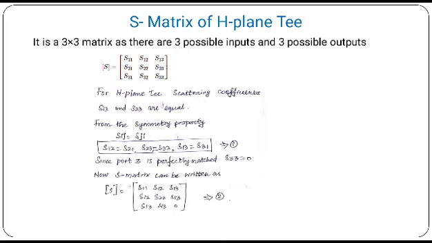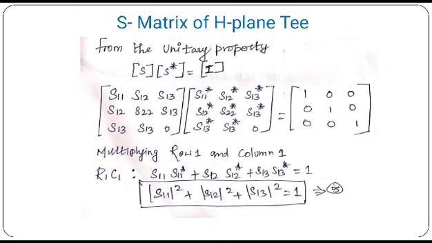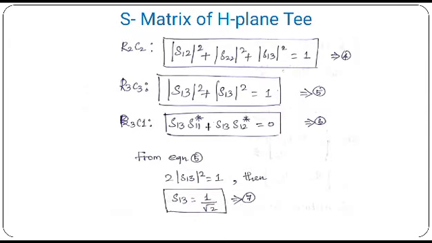Consider a 3 cross 3 matrix, same as the E-plane T. Here S13 and S23 are equal, so Sij equals Sji. Here you will consider only the value S33 equal to 0, and another one, if you multiply with the respective row and column, you will get R1 C1 which is equal to 1, R2 C2, R3 C3, R3 C1.